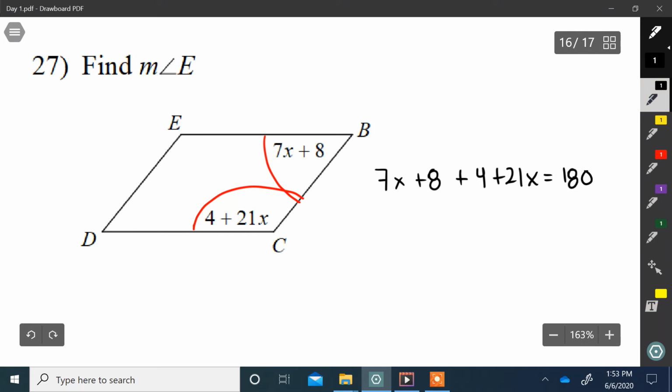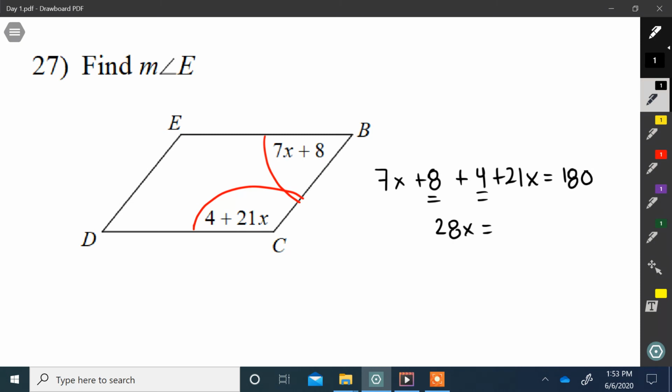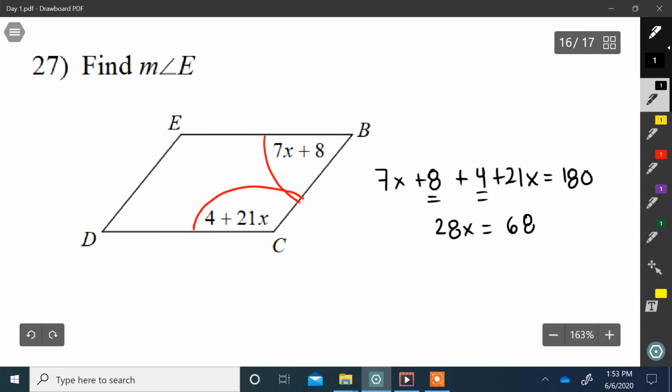Okay, by this point you should be pretty good at the algebra. You have 8 plus 4 is 12, and then 180 minus 12 is 168. Divided by 28, x is 6.